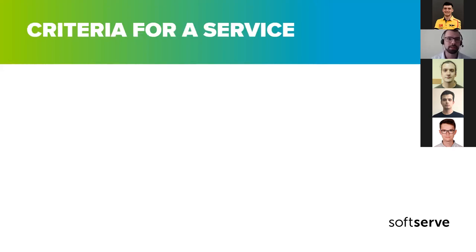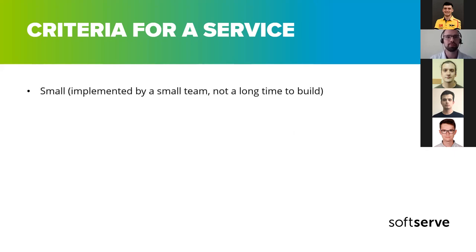Okay, now we're gonna talk about some of the criteria for a service, for a separate entity. I'm going to start with the first one that I have, and then probably some of you could continue and add yours as well. So the first criterion for a service is that it should be small. It should be implemented by a small team, and it shouldn't take a long time to build. Why is it so? Because, as we've already mentioned on a previous slide, the speed of development should be higher when using microservices than it is with monoliths. Well, in some cases, obviously, but still, it is one of the main reasons to go for microservices. So a service should definitely be small and easy to implement.